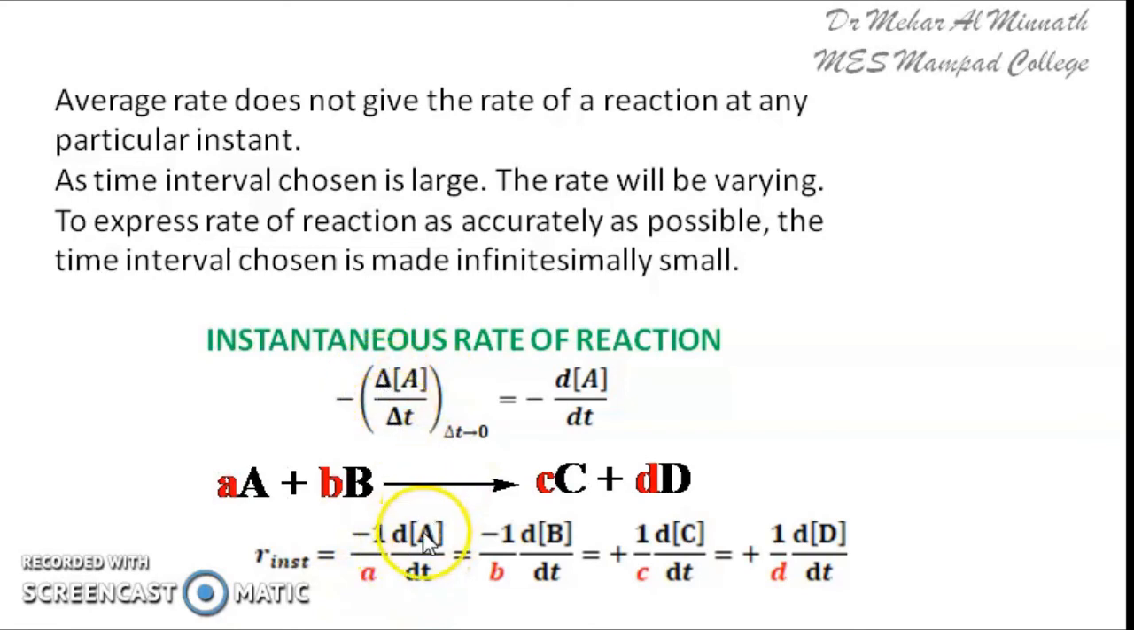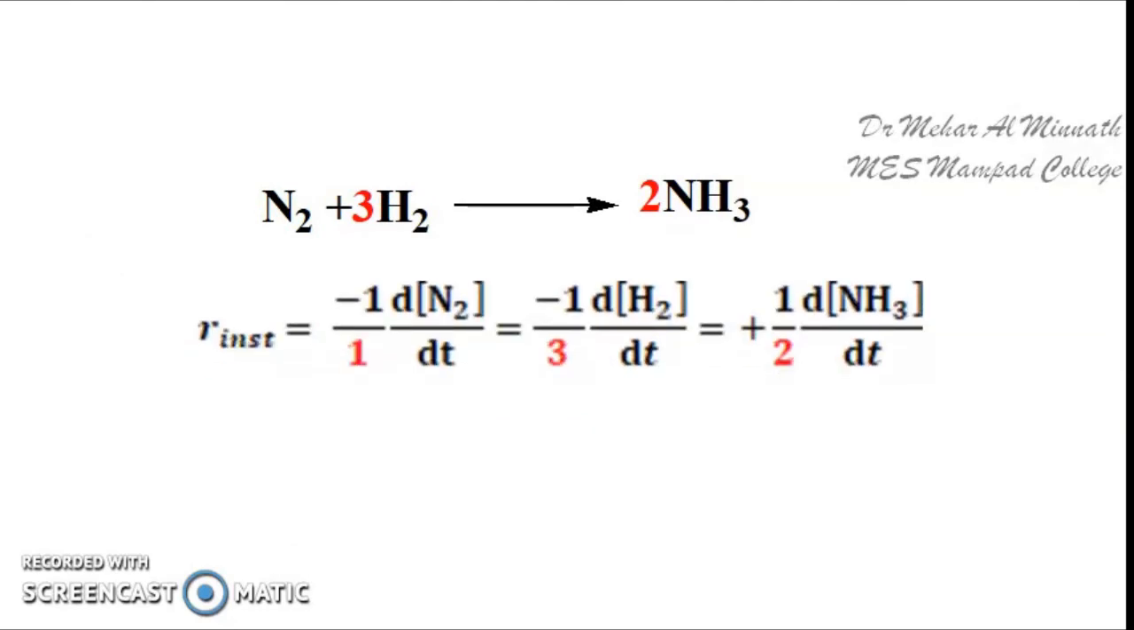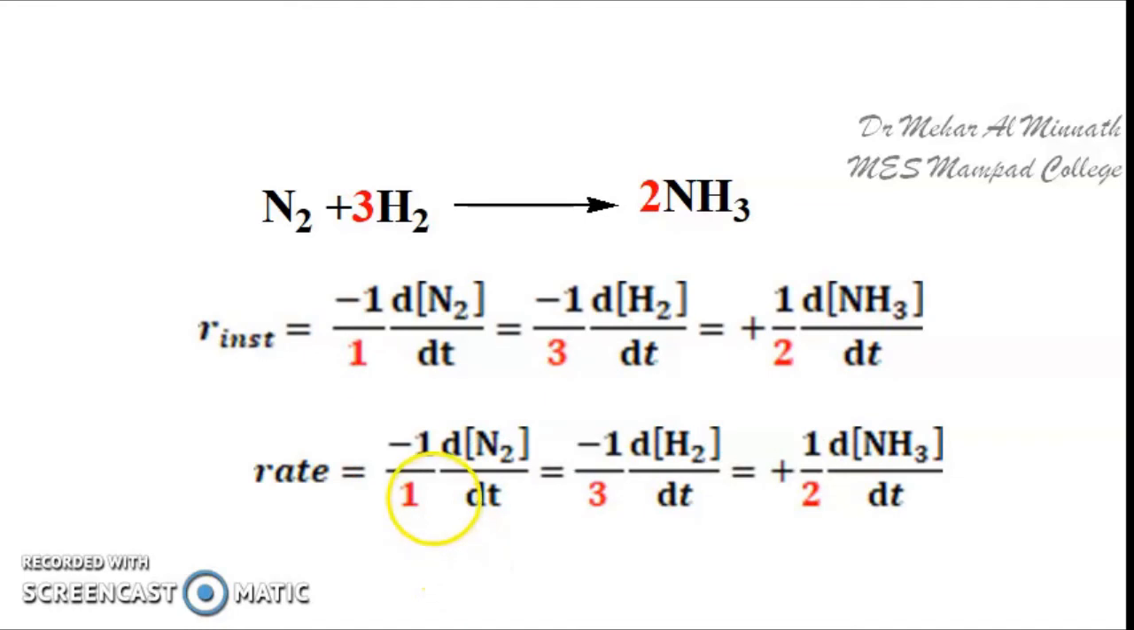So wherever you have put delta, you put in D in the rate reaction. So this is the same as a rate expression for rate of a reaction also. Now, for the formation of ammonia, we can write the instantaneous rate of reaction, or the rate of reaction, as minus 1 by 1 dN2 by dt equal to minus 1 by 3 d concentration of hydrogen by dt equal to plus 1 by 2 d concentration of ammonia by dt. So this is the change in concentration at an infinitesimally small interval of time.